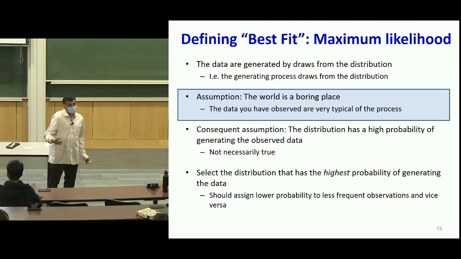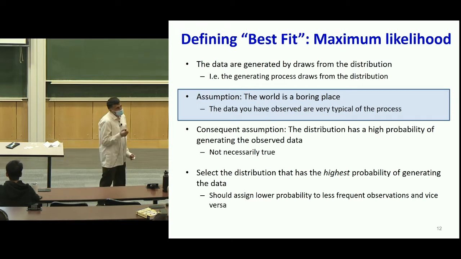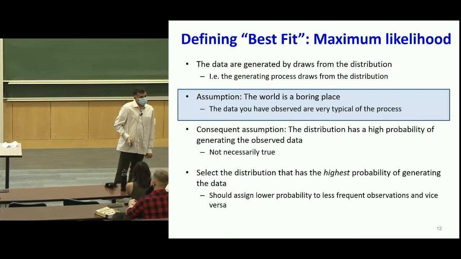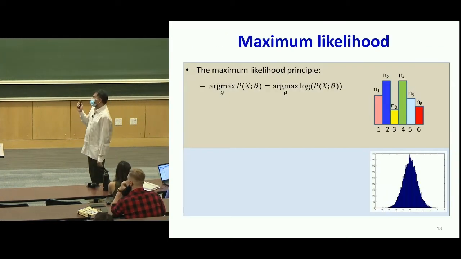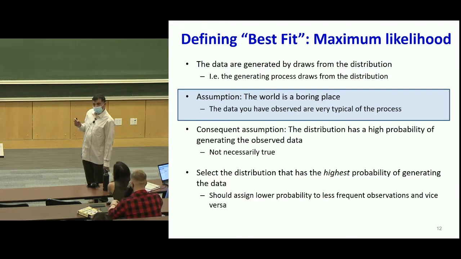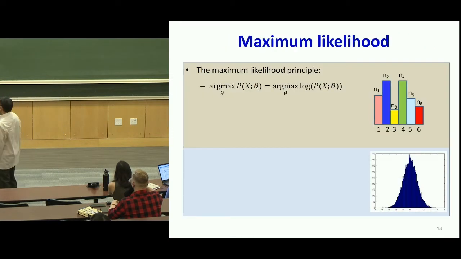So given a collection of distributions that you could choose from, you are going to choose the distribution for which the data that you observed are most typical. Mathematically speaking, you are going to choose the distribution which has the highest probability of having generated the data that you just observed. So this is the so-called maximum likelihood principle, which is also alternately the world as a boring place principle. So let's look at a couple of examples.